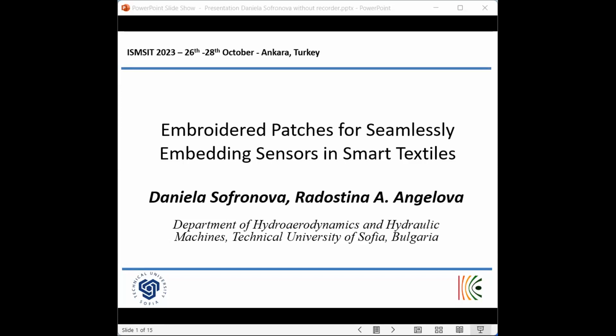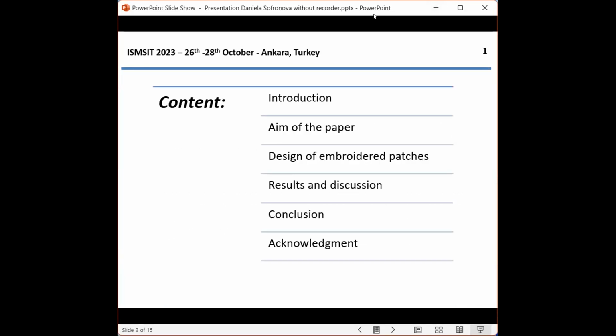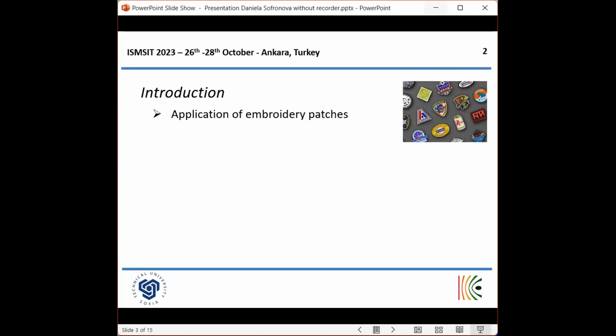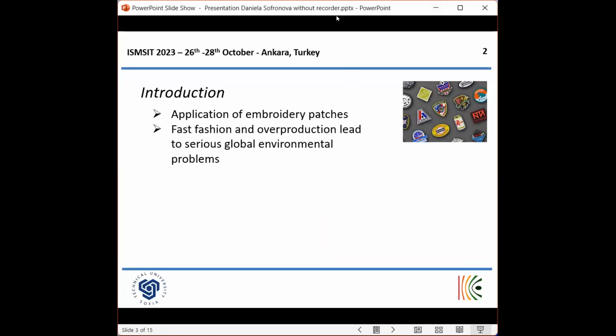I am glad to present you our paper, Embroidered Patches for Seamlessly Embedding Sensors in Smart Textiles. My name is Daniela Sofronova, and I'm from the Technical University of Sofia, Bulgaria. I am going to start with a brief introduction. In the past, embroidered patches were used to cover up holes and tears in clothing. Today, they are widely used for advertising trademarks, in workers' uniforms to indicate a name or position, or in clothing to add decoration. Unlike traditional embroideries, embroidery patches could be placed on finished clothing items at any time in any place according to the user's desire.